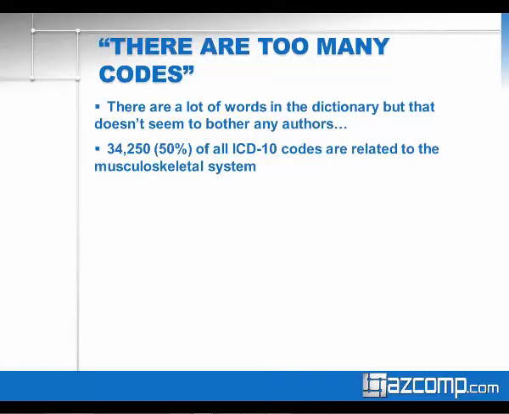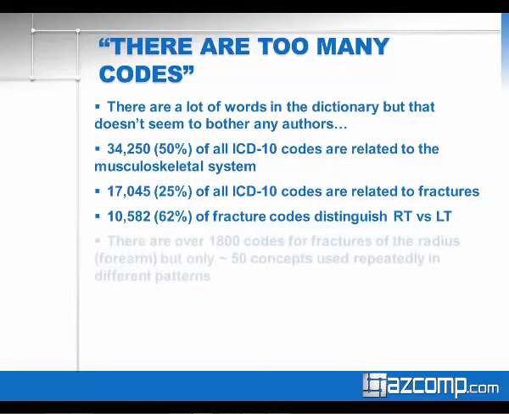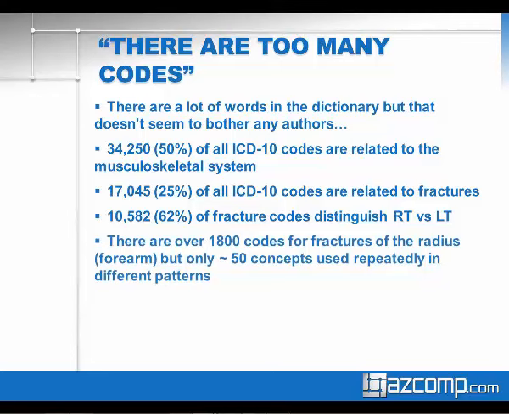The expansion of codes can be related to the fact that over 50% of them are related to the musculoskeletal system. 25% of those codes are related to fractures. Over 62% of the codes for fractures are simply distinguishing between left and right. He also pointed out that there might be 1,800 codes for a fracture of the arm, and that could seem daunting, but there's really only about 50 concepts that are being used and repeated in different patterns.